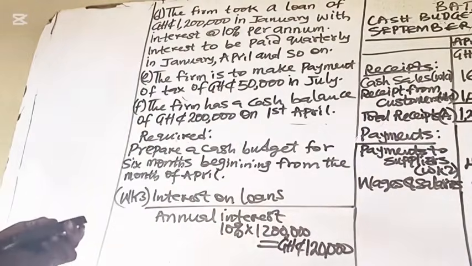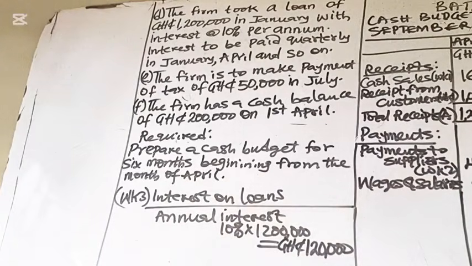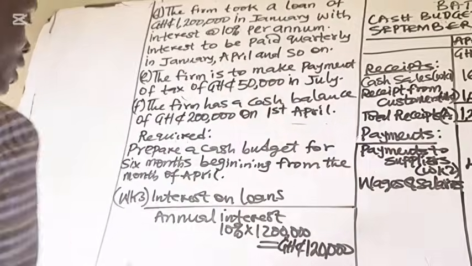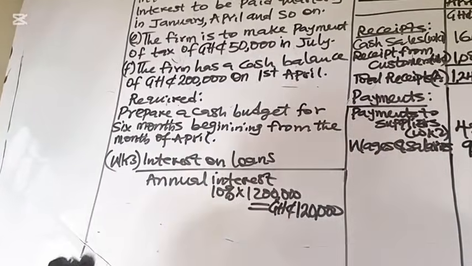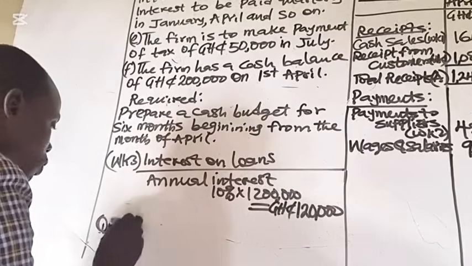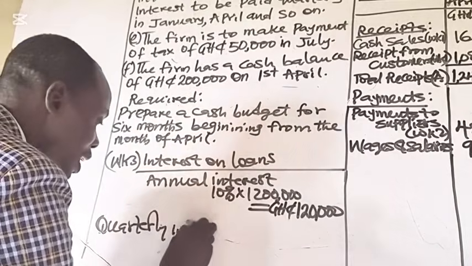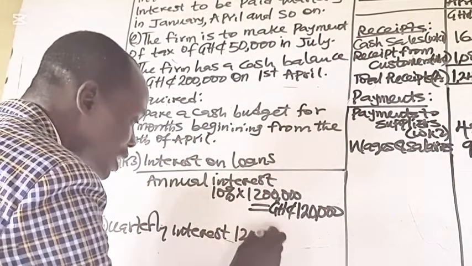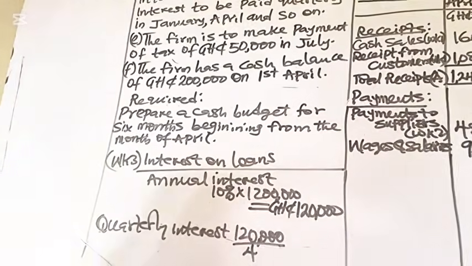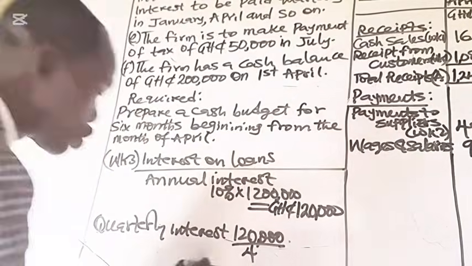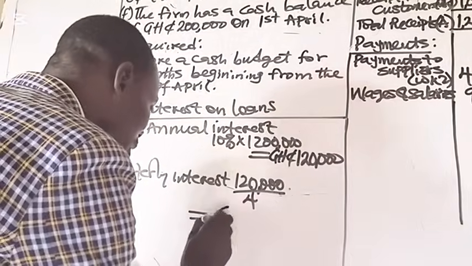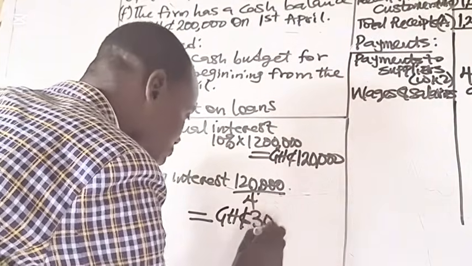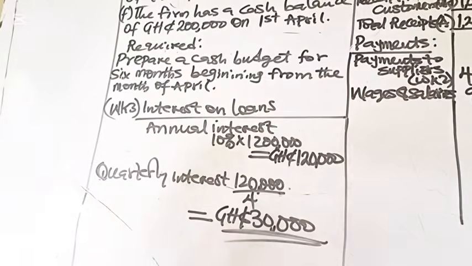Now, you were told that this interest is payable quarterly. Interest is to be paid quarterly. So what will now be the quarterly interest? Remember, you have 4 quarters in a year. So quarterly interest will be 120,000 Ghana cedis divided by 4, since there are 4 quarters in a year. And that will be equal to 30,000 Ghana cedis. So the quarterly interest will be 30,000.